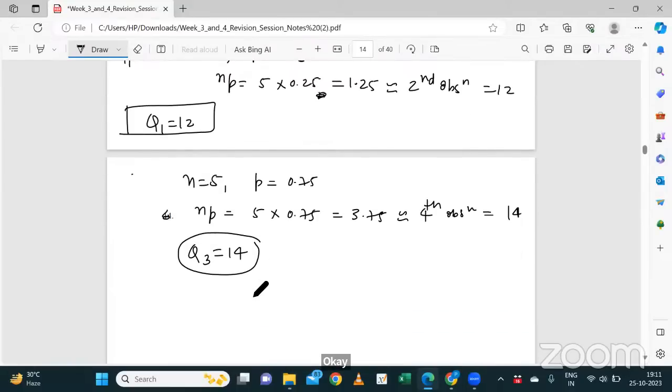Okay, so if any question is there related to this quartile and all, can you compute it?